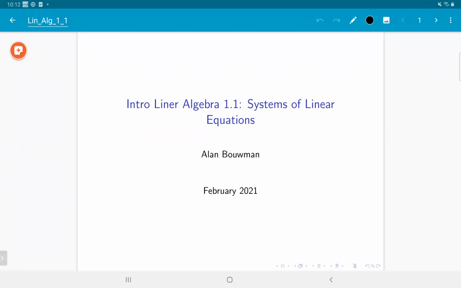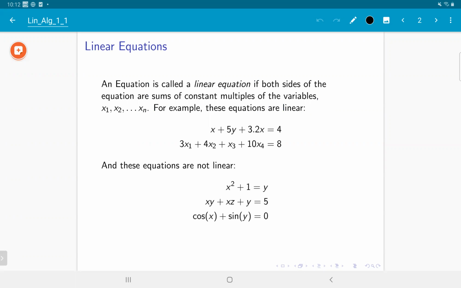Okay, this is Introduction to Linear Algebra, Section 1.1, and Section 1.1 is all about systems of linear equations. An equation is called a linear equation if both sides of the equation are sums of constant multiples of the variables. For example, those two equations that I wrote are linear equations. x plus 5y plus 3.2x equals 4, and 3x1 plus 4x2 plus 3x3 plus 10x4 is equal to 8. Those are both examples of linear equations.